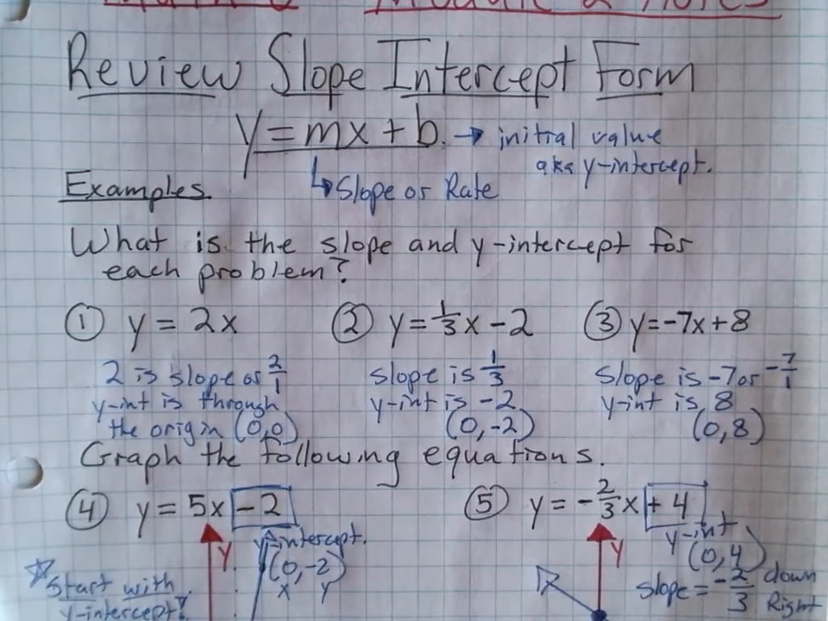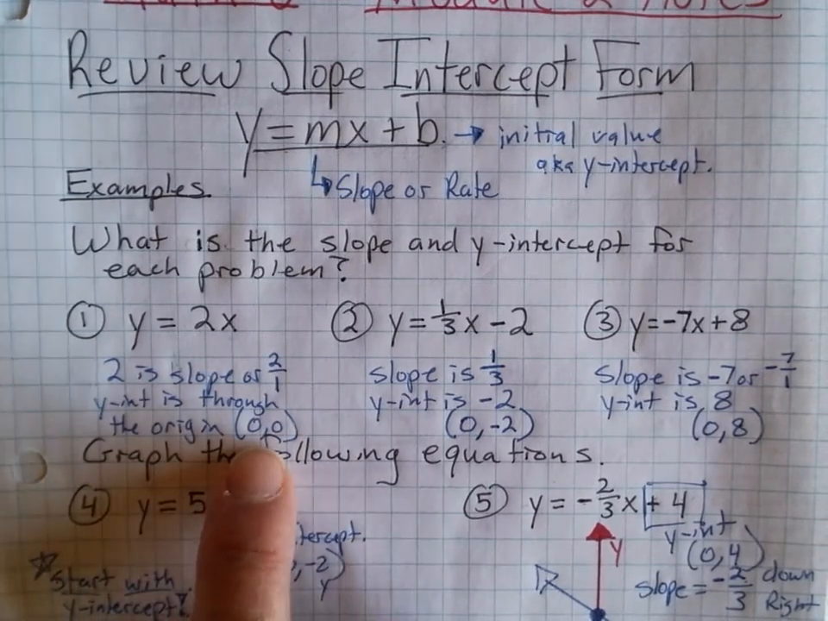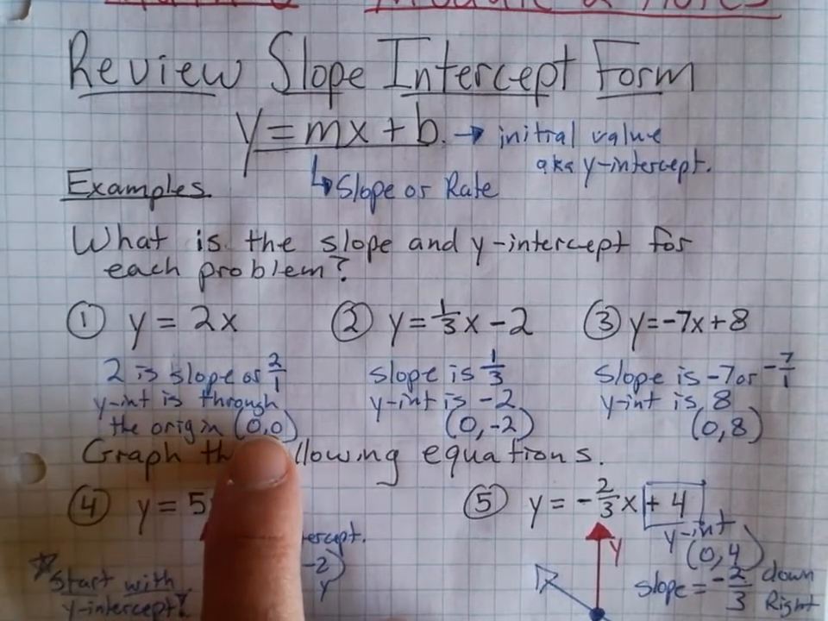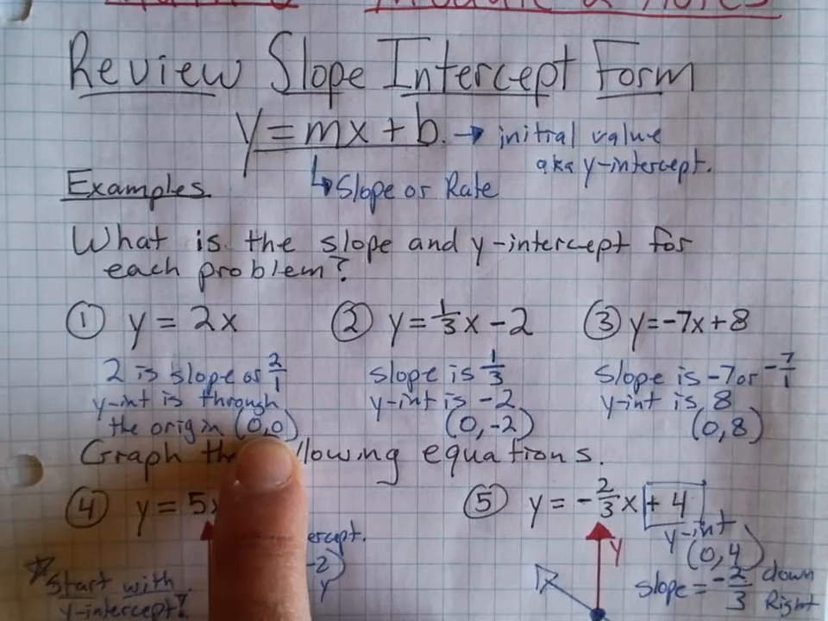And in Khan Academy, that first assignment that you're doing, they want you to write the y-intercept as a coordinate. So in this case, you're going to follow this. It's going to be 0, 0 for the first one.